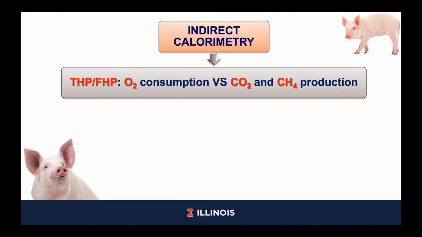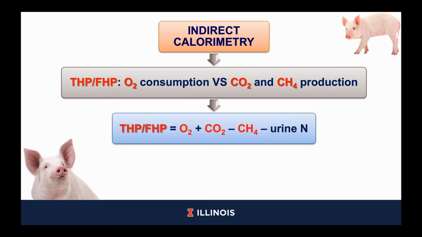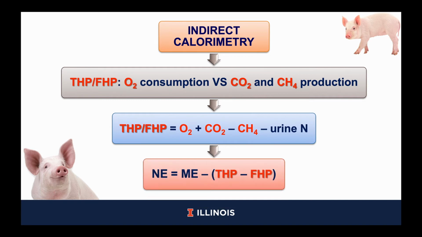The only difference between total heat production and fasting heat production is that total heat production is calculated in the fed state, whereas the fasting heat production is calculated during the fasting period. Then, those values of oxygen and CO2 and methane are corrected by urinary nitrogen, and at the end, those values are subtracted from the metabolizable energy value to obtain net energy.